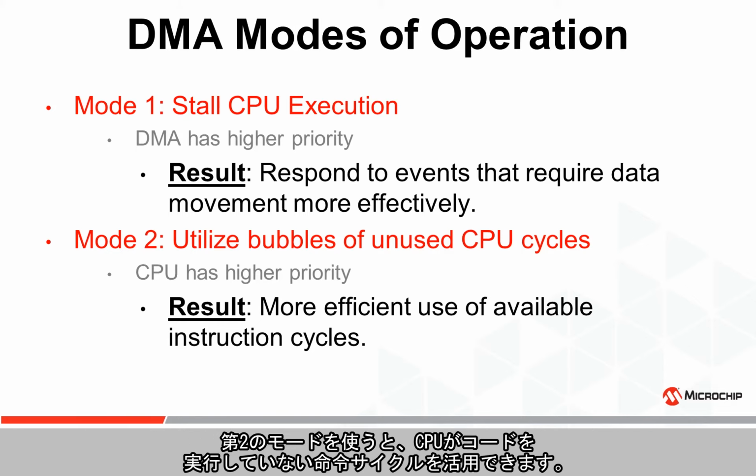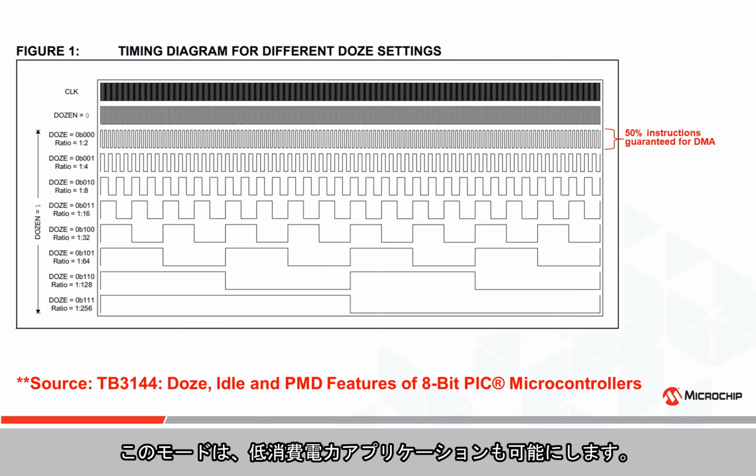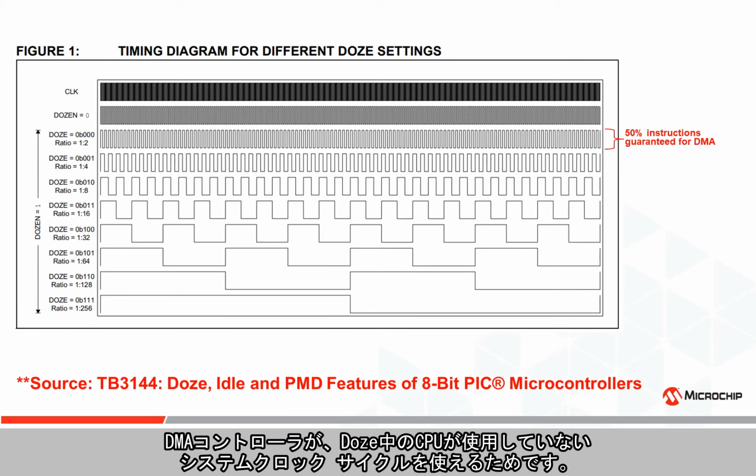The second mode allows us to utilize wasted instruction cycles that would have been lost anyways as a natural byproduct of the CPU maintaining its state. It even allows for some interesting low power applications, since the unused system clock cycles for a dozing CPU can still be used by the DMA controller.